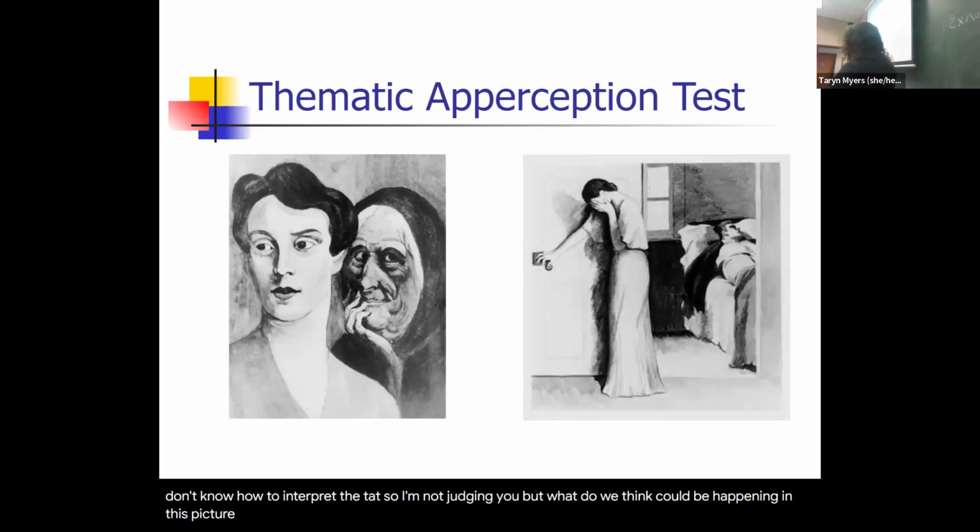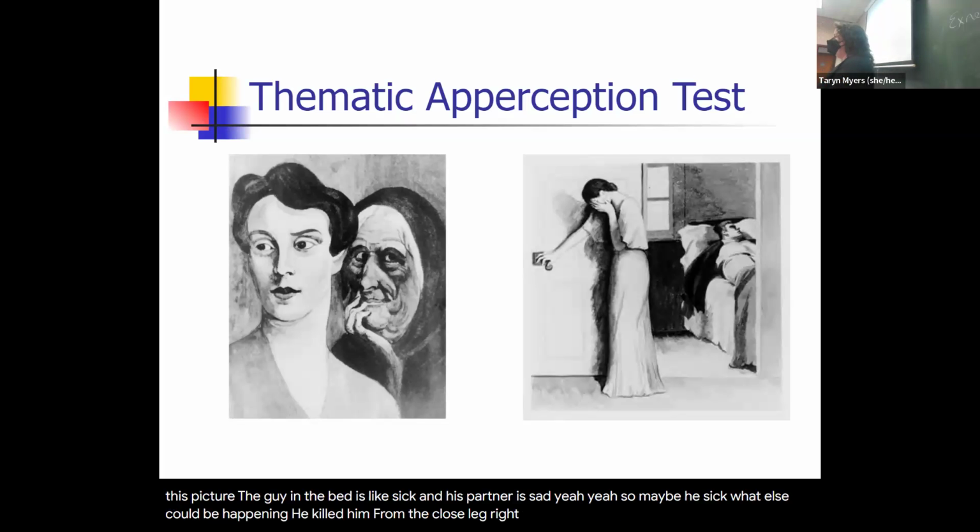The guy is sick and his partner is sad. Yeah, so maybe he's sick. What else could be happening? She killed him. Oh, I love that one. Yeah, maybe she killed him. And she's like, oh no, I shouldn't have killed him. I thought he looked wrong. Yeah, so she's mad at him. Yeah, maybe he's dead.